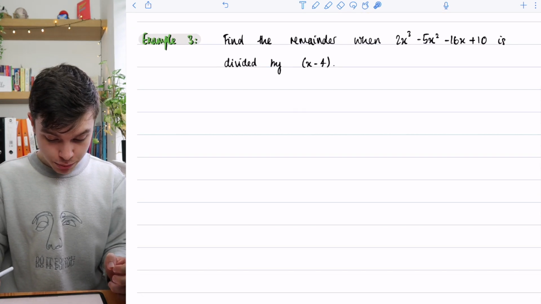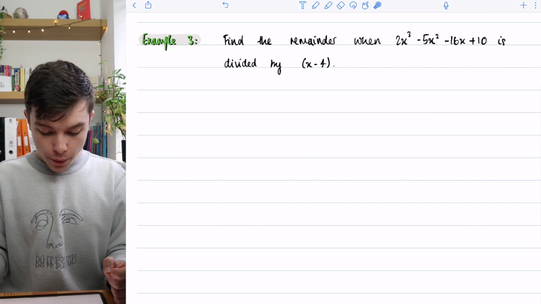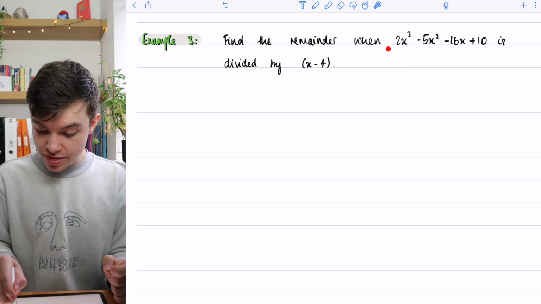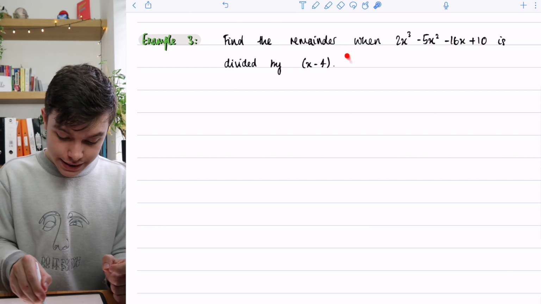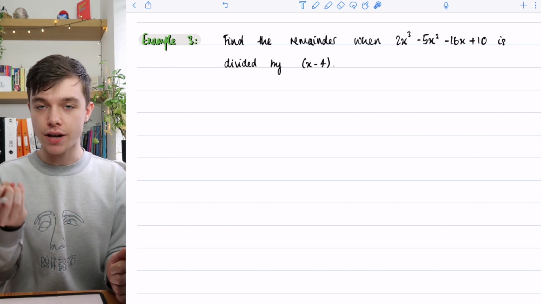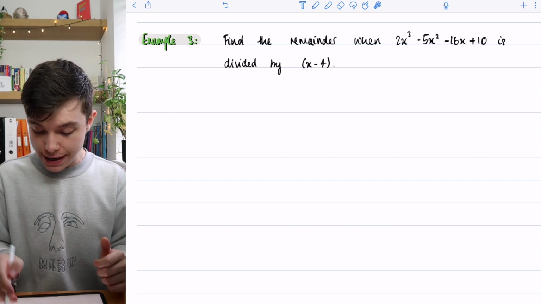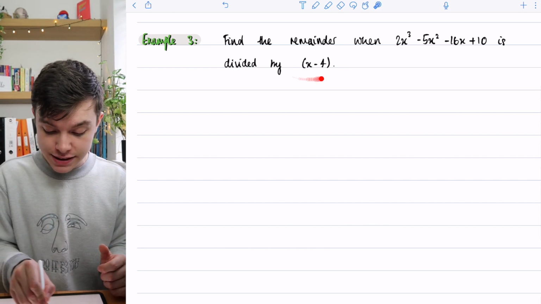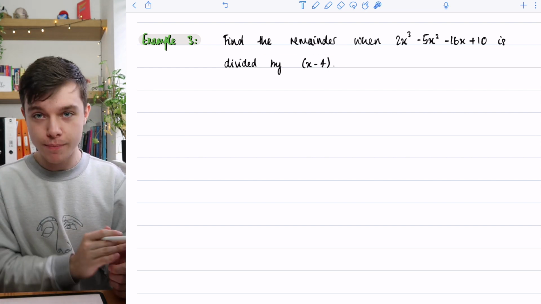We have one more example for this video, and it's worded a little bit differently, but just do the exact same thing. We want to find the remainder when this cubic, 2x cubed minus 5x squared minus 16x plus 10, is divided by x minus 4. Okay, so find the remainder. This time we're not being asked to work out what the quotient is. We're not being asked to divide this by x minus 4, but you're going to need to do that to find what the remainder is.